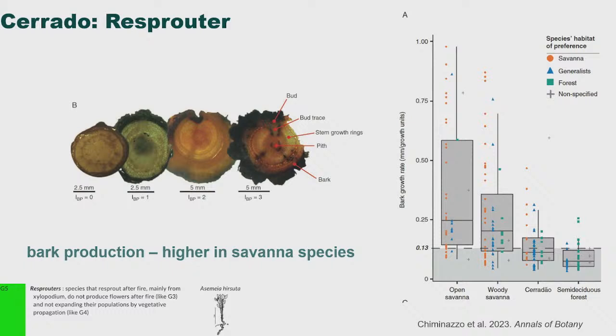And we also know that bark production is very important. We know that savanna species in our system produce bark faster than forest species. And bark is not only important for bud protection, but also very important for the cambium protection of the plant.